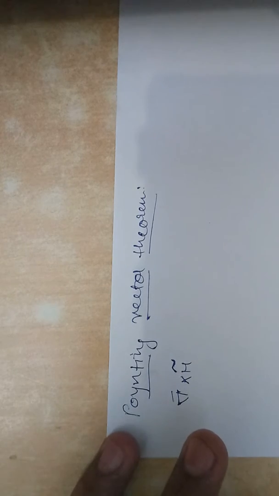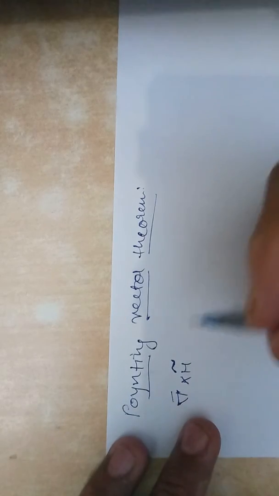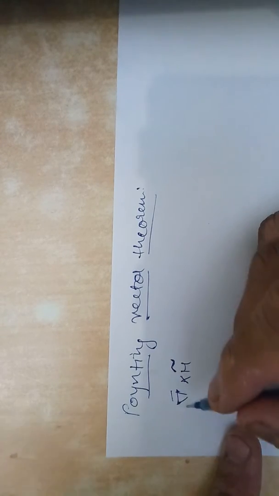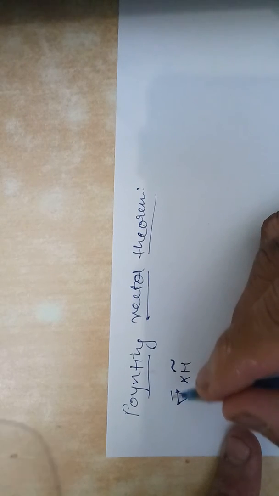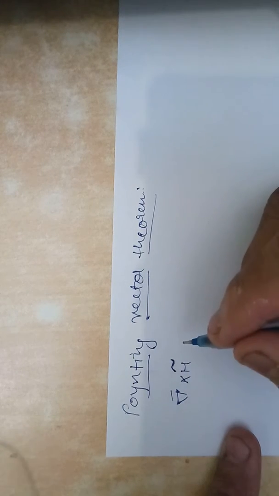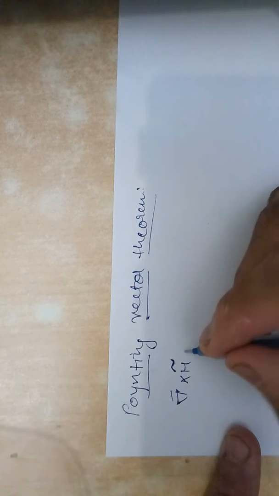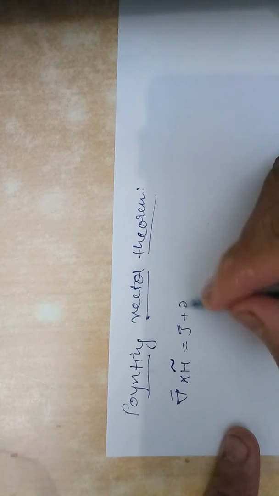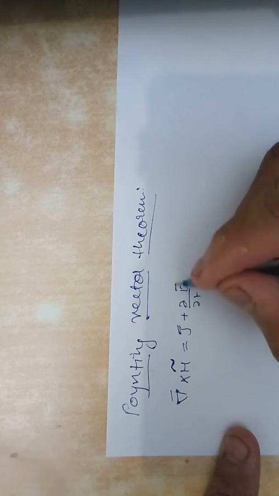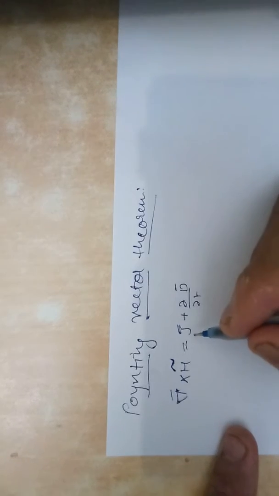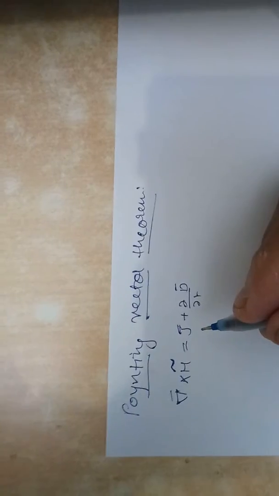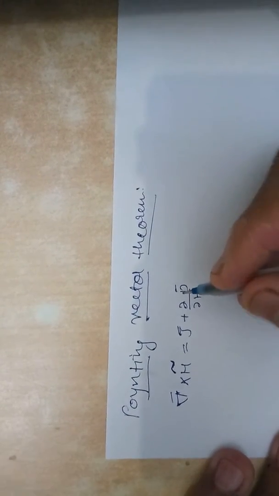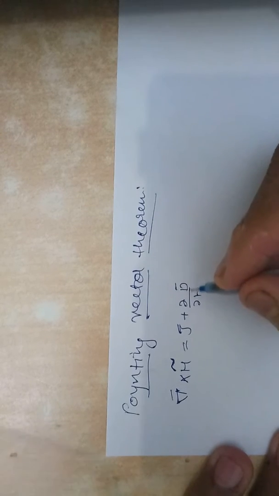For that we have to consider Maxwell's first equation in point form for time varying field. It is given by del cross H. This is actually nabla, but for simplicity I am calling it del. Del cross H equals J plus del by del t of D. This J is current density and this D is electric flux density.